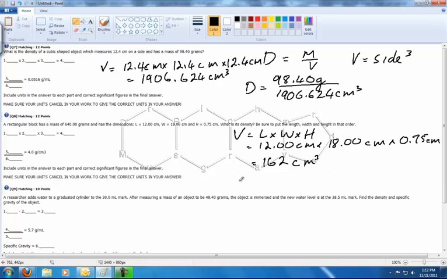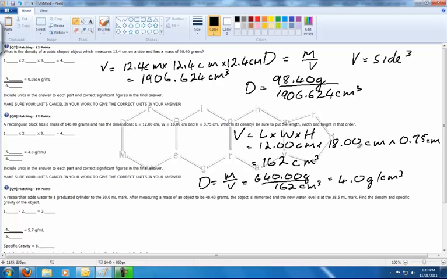Now I know that the density is going to be given by the mass divided by the volume, and the mass here is going to be 640.00 grams over 162 cubic centimeters. And that's going to give a final answer there of 4.0 grams per cubic centimeter.